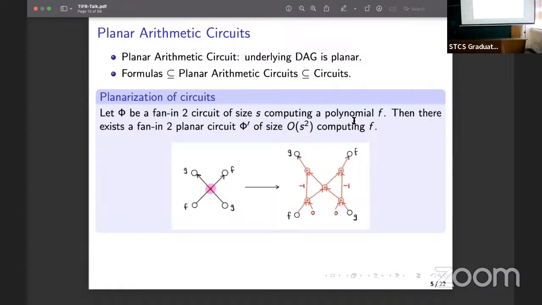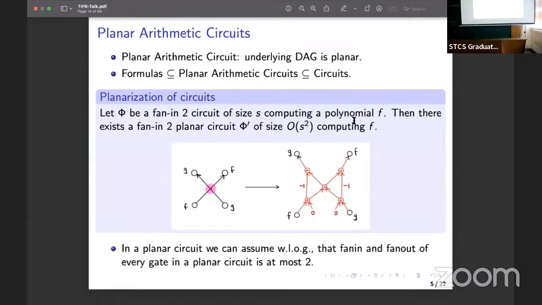This was already known in the Boolean setting. We know how to planarize Boolean circuits. We just observe it also works in the arithmetic setting. So what does this tell us? This tells us that if we are able to show an explicit n-variate polynomial such that any planar circuit computing it has size like omega n to the 4, then it would directly translate to a quadratic lower bound for circuits. And thankfully, we don't show any such thing. Our results are really weak.